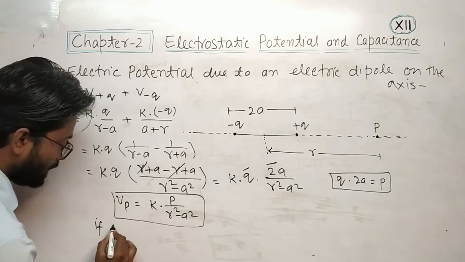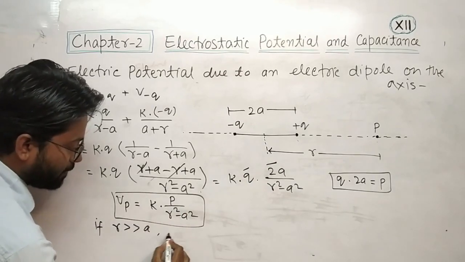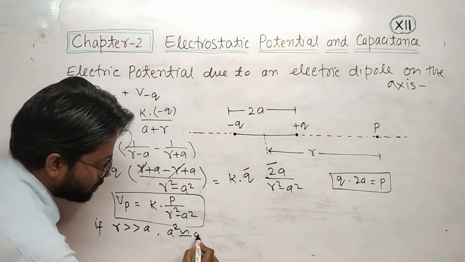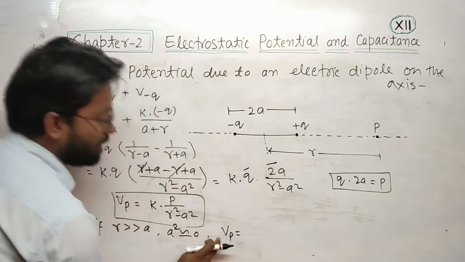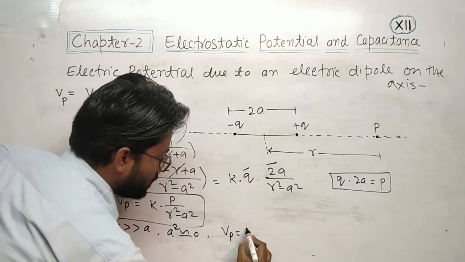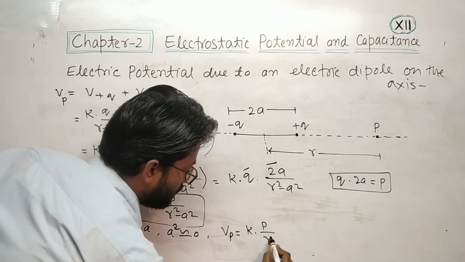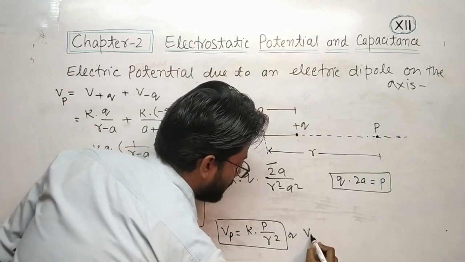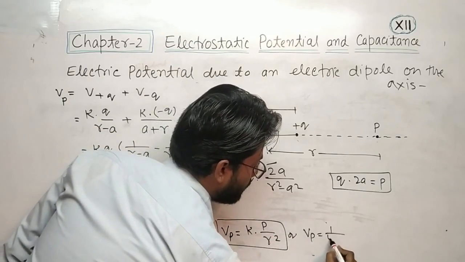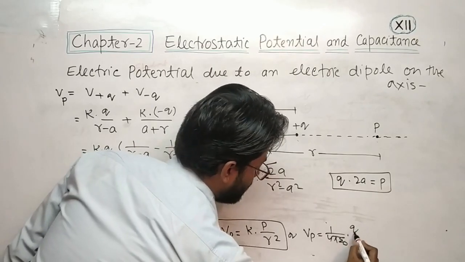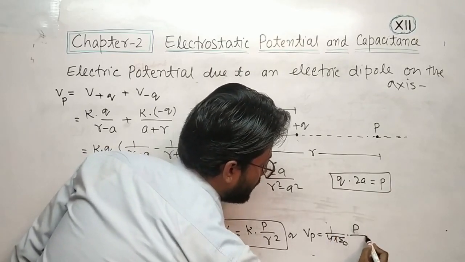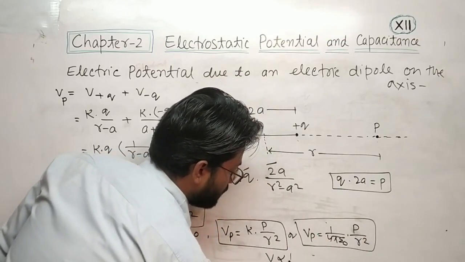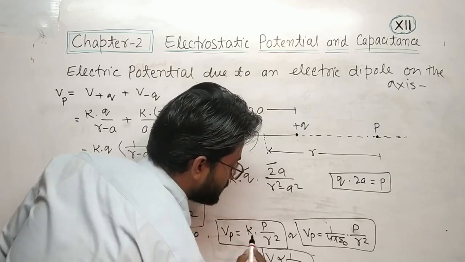If r is very much greater than a, that means a square is approximately equals to 0. That means V, potential at point P, is equals to K times p upon r square. Or we can write V is equals to 1 by 4 pi epsilon naught p upon r square, means potential is inversely proportional to the square of the distance.